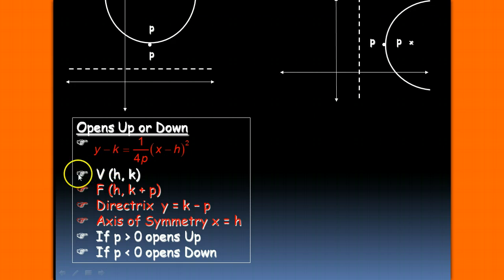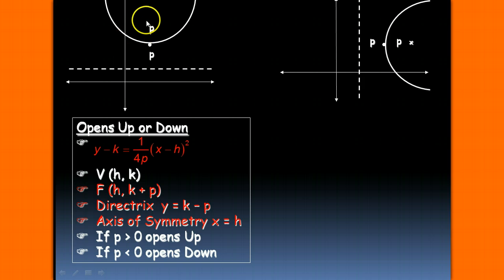Our next point is going to be the vertex, which is h comma k. When we've looked at a center in a circle or a hyperbola or an ellipse, we've called it a center, but it's still the same terminology, h comma k for that vertex. Then we have these next three things that are in red. While I'd like you to know them, you don't need to really memorize them. We'll find them throughout the work of the problem. The focus is going to be h comma k plus p.